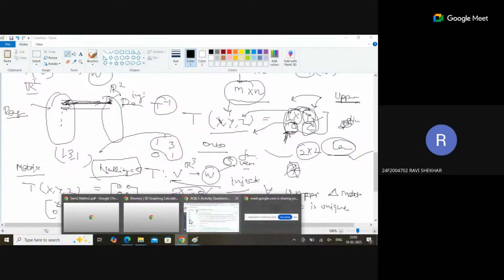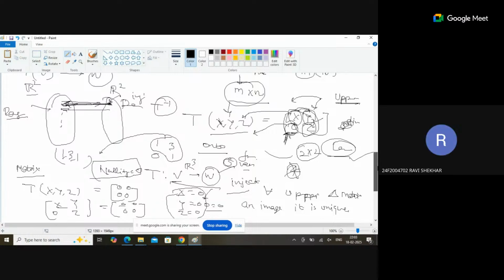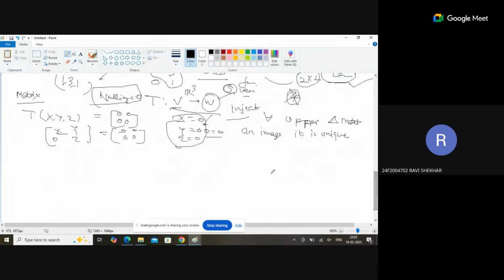Sir, in this question, it is given that we are using that upper triangular matrix. If that was not the case, then onto would have, I mean, one to one would not have been possible in that case. If it was R3 to R4, then you can say yes, you are matching it with these four variables you are using.